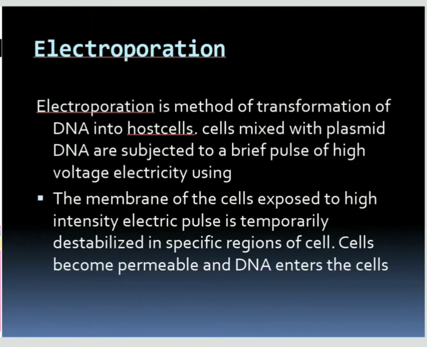Next, electroporation. It is a method of transformation of DNA into host cells. Cells mixed with the plasmid DNA are subjected to a brief pulse of high voltage electricity. The membrane of the cells exposed to the high intensity electric pulse is temporarily destabilized in specific regions of the cells. Cells become permeable and DNA enters into the cell. The name denotes that: electro, based upon electricity, high voltages, and poration. It will make pores in the cell membrane and make it permeable for these molecules. Later the DNA will enter through those pores into the host cell.